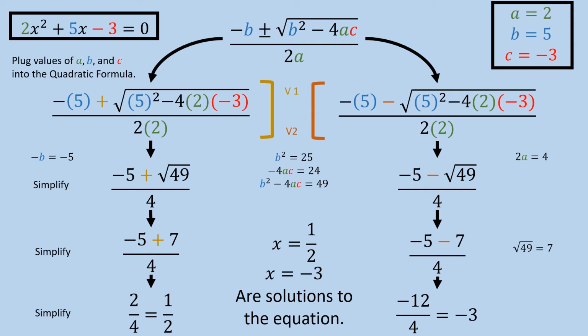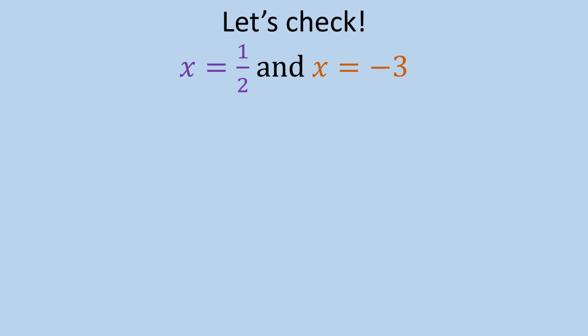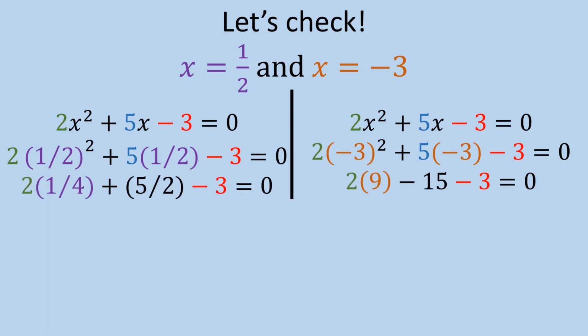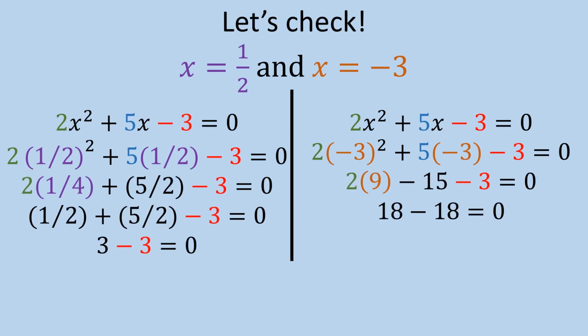Negative 5 plus 7 is going to be positive 2, and negative 5 minus 7 is going to be negative 12. And when we divide each of those by 4, we're going to get x equals 1/2 and x equals negative 3. That happens to be our two solutions to the quadratic equation. So let's check that these solutions are valid. First, we bring up the quadratic equation that we're working with, which is 2x squared plus 5x minus 3 equals 0. And then we plug 1/2 and negative 3 in for x. We continue to simplify the left side until we get 0 equals 0. And since that is true, x equals 1/2 and x equals negative 3 must be the solutions to our equation.